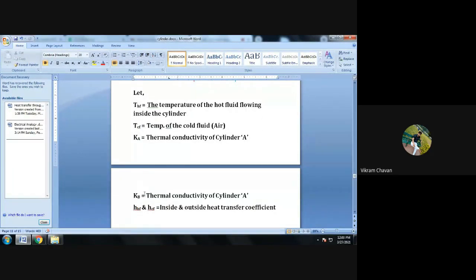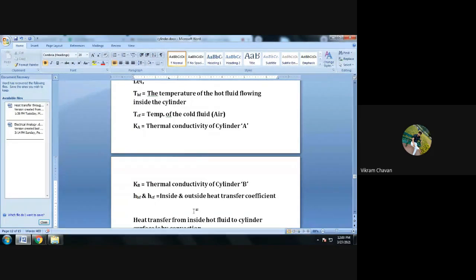K suffix B is equal to thermal conductivity of cylinder B. Then H suffix HF and H suffix CF are equal to the inside and outside heat transfer coefficients.